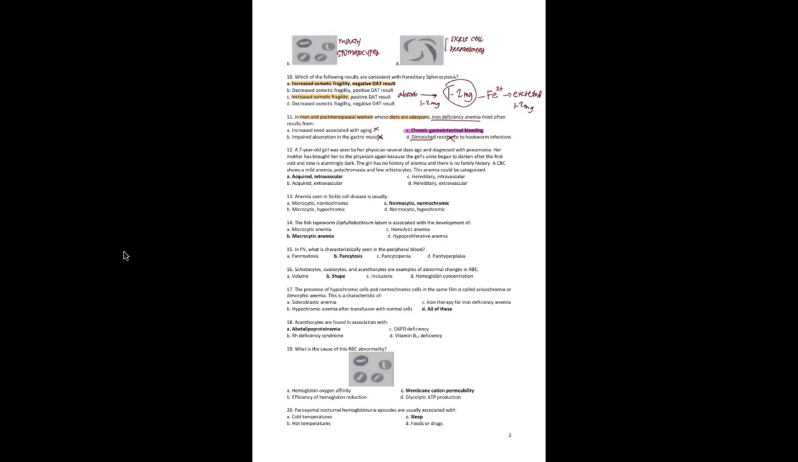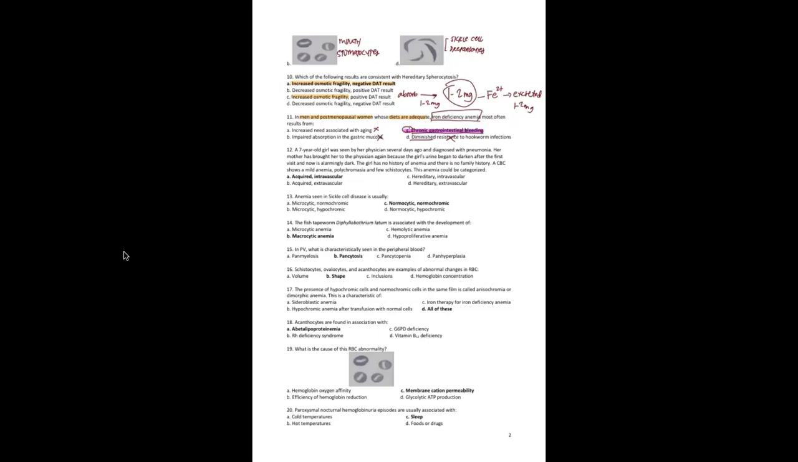Now, sir, it says here there is iron deficiency anemia. Yes, there is iron deficiency anemia because of other causes of bleeding. So that means there is bleeding in our body. So which answer has bleeding? Only letter C, pertaining to chronic gastrointestinal bleeding. So, let's go to number 12.